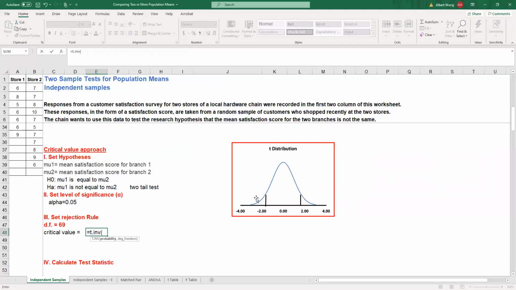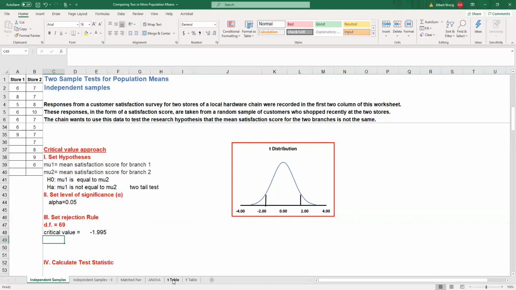If alpha is equal to 0.05, so this area together is 0.05, so one side is 0.025. For a two-tail test, you need to spread the alpha in two parts. So the lower tail is 0.025. So we need to find this point for the t distribution where the area of the lower tail is 0.025, because alpha is equal to 0.05 and it's a two-tail test, and the degree of freedom is equal to 69. So the critical value, of course, is negative 1.995.